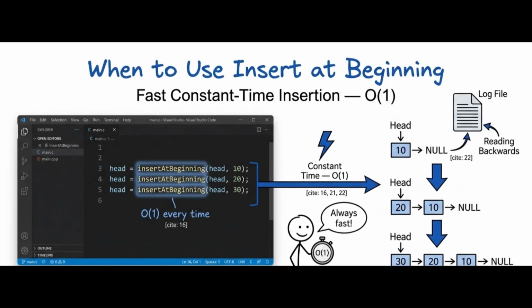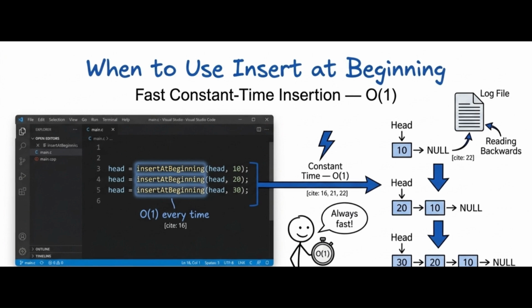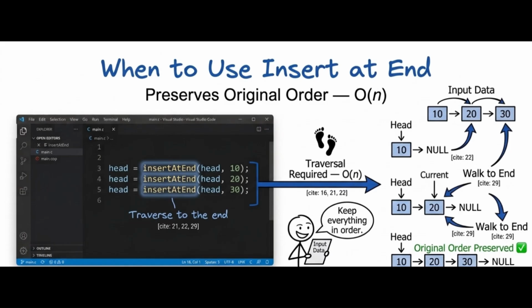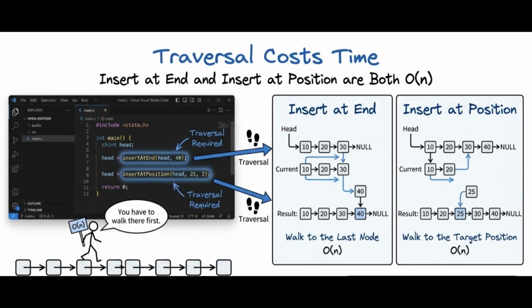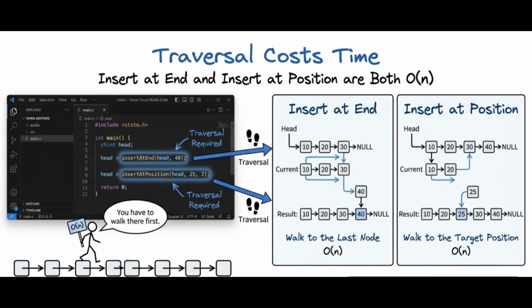Knowing when to use which method really just comes down to synthesizing time complexity. If you need to build a list in reverse order, say reading a log file backwards, use insert at beginning. It's O of 1 constant time for every single item, which is just lightning fast. But if you need to build a list in the exact same order you are reading the data, you have to insert at end. Even though it costs O of n linear time to walk the list each time, it preserves that sequential order. Keep in mind, inserting in the middle or at the end will always cost you O of n simply because of that necessary traversal.